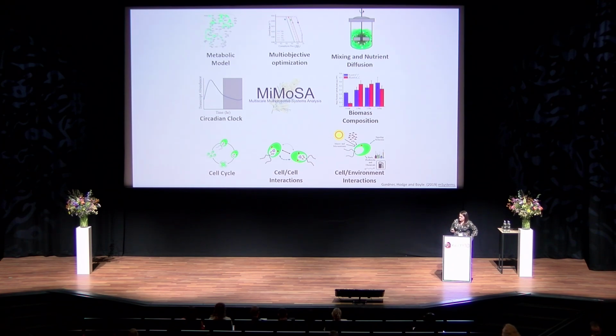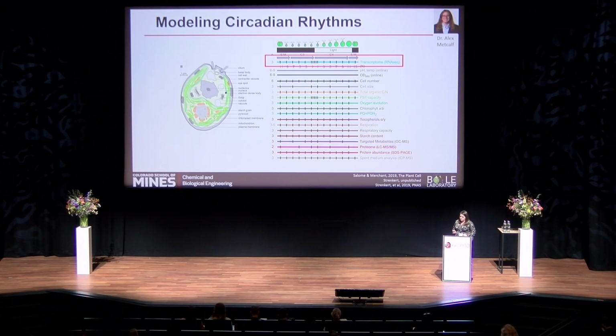We can take into account the differences in the vessel for mixing and nutrient diffusion. For algae, the circadian clock is very important, but you can imagine that any type of changes in gene expression, for example, during differentiation, can be accounted for. The biomass changes in algae from day to night, so we account for that. And then we also have the interactions between cells.